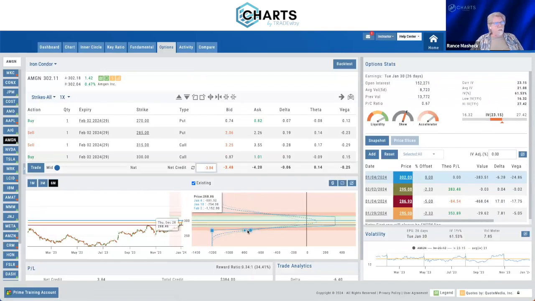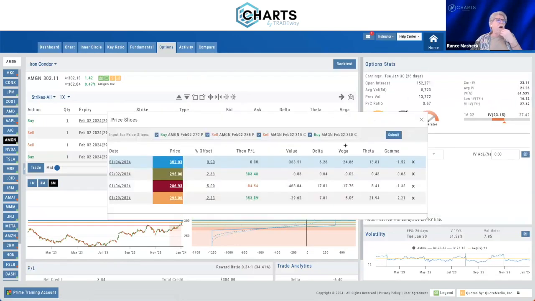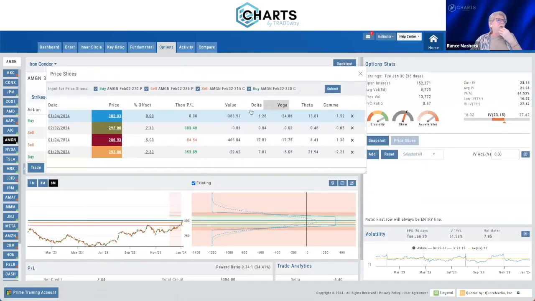So this is a condor trade. Same thing, I've got my price slices here. But one of the things that people will sometimes look at when they're doing that is, hey, what I care about is what my theta or my delta is going to be for just the body, the part I'm selling. And then from that, it might change what my wings are going to be.